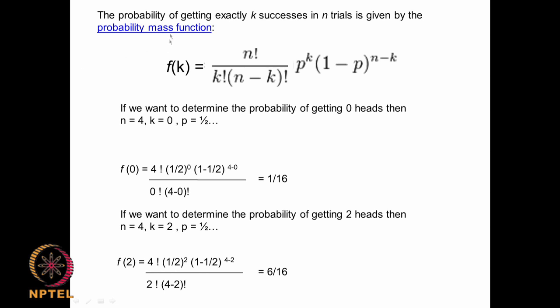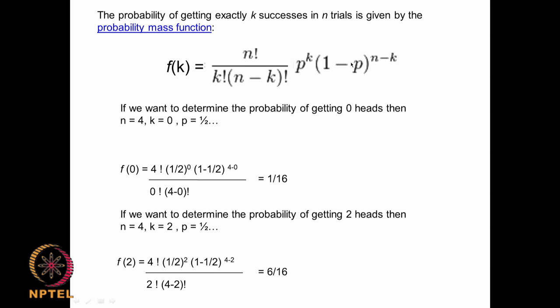This is how the probability equation looks like. The probability function f(k) is given by n factorial divided by k factorial multiplied by n minus k factorial, p power k, 1 minus p power n minus k. So n trials, k successes, p is the probability. So n times you are doing something and k is the successes you are talking about, p is the probability.